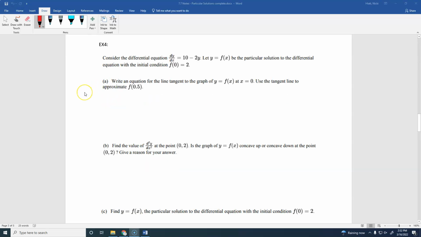Not always, but usually. So the first part says write an equation of the line tangent to the graph of y equals f of x at x equals 0. Use the tangent line to approximate f of 0.5. So this one's not asking us to solve. It's asking us to find the tangent line. The tangent line at 0 is going to use that f of 0 equals 2, which means (0, 2) is your point. It is not necessary to write this here because it is already stated right up here. I like to write it down again to double check that I've got that.